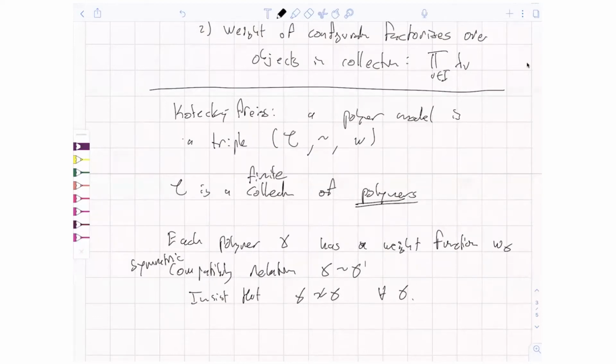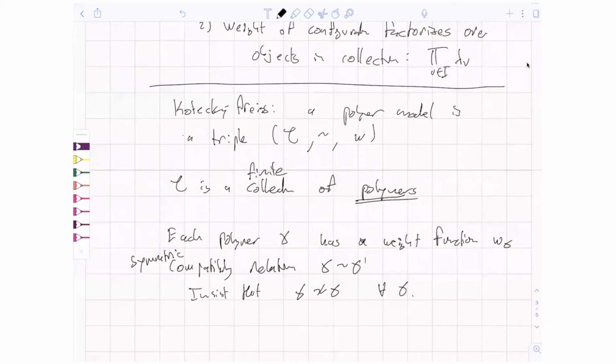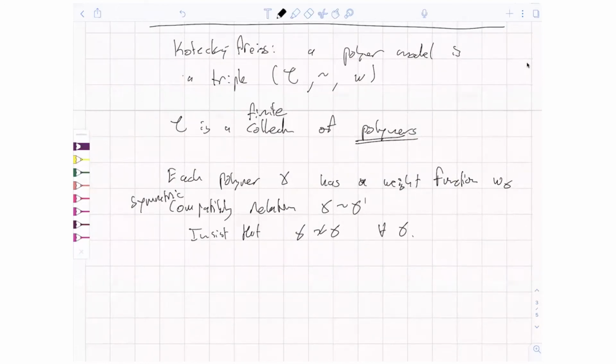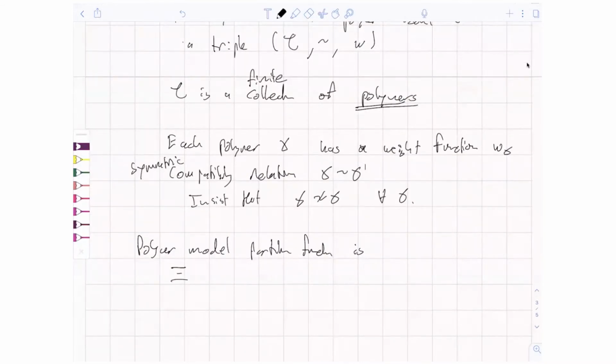And this is the abstract polymer model: this collection of objects, the compatibility relation, and the weight functions. And then just from this, we can define a partition function. So the polymer model partition function is, this is xi, this Greek letter. Maybe I should have chosen a letter I knew how to write and pronounce. Let's say it depends on the whole triple, but let's just indicate the dependence on the set of polymers.